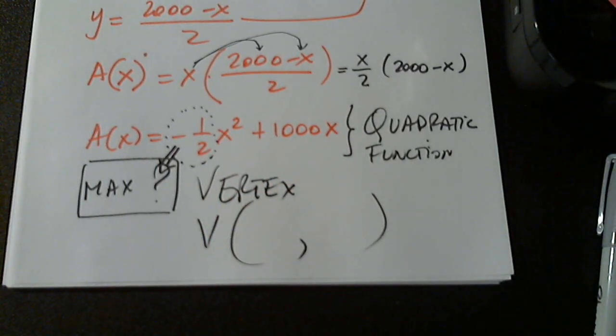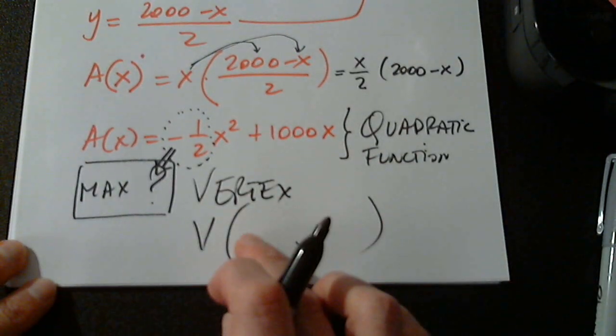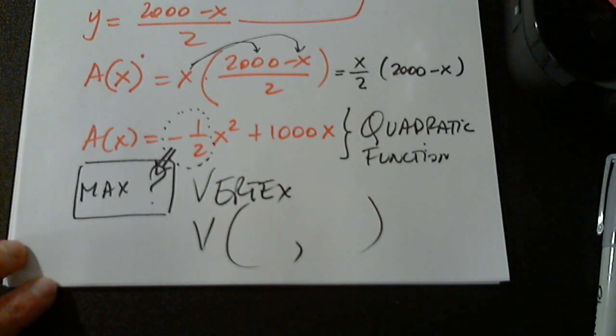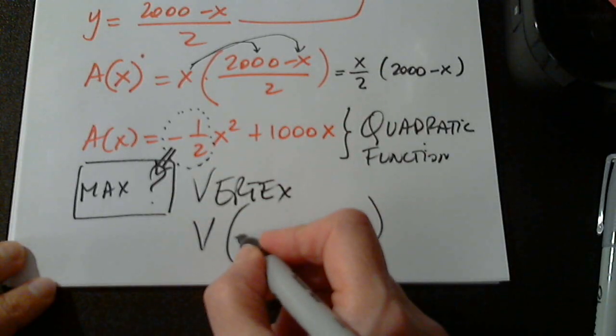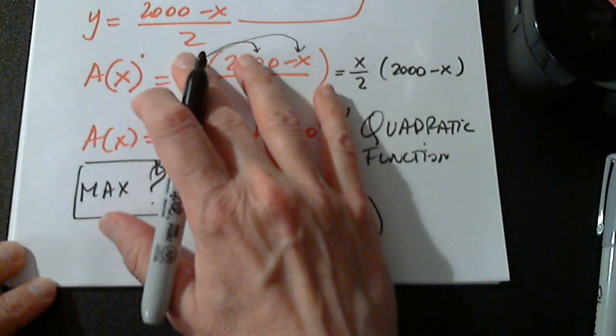The coordinates of the vertex. Only quadratic functions have vertices. Others have max or min, but the quadratic function has a vertex. The lowest, the highest point on the graph. True, but it has a formula. Anyone remember the formula for the vertex? Please. We are trying to find h and k, right? We're not going to complete the square on something like this.